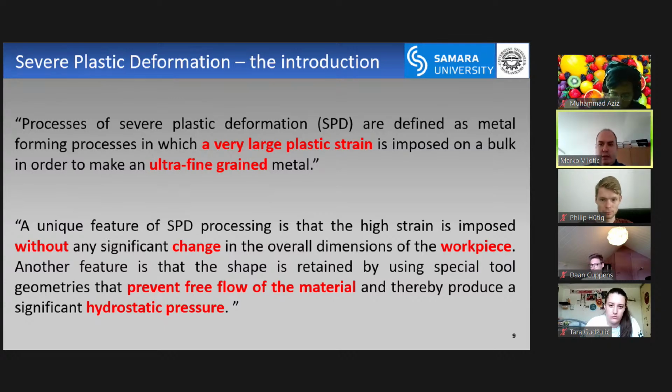Processes of severe plastic deformation are defined as metal forming processes in which a very large plastic strain is imposed on a bulk in order to make ultrafine grain material. The other definition says that the unique feature of SPD processing is that the high strain is imposed without any significant change in the overall dimensions of the workpiece. And another feature is that the shape is retained by using special tool geometries that prevent free flow of the material and thereby produce significant hydrostatic pressure.